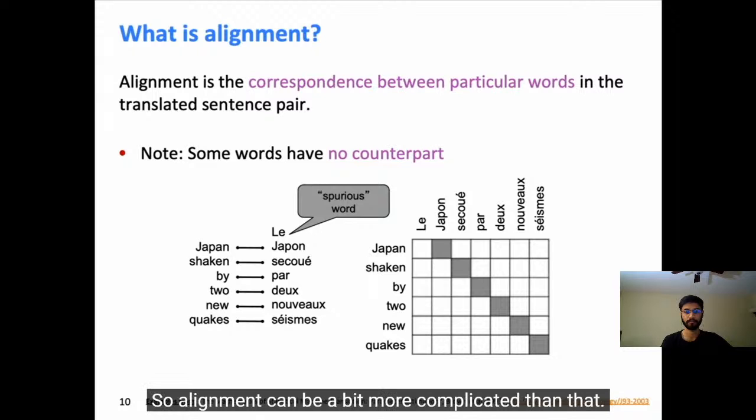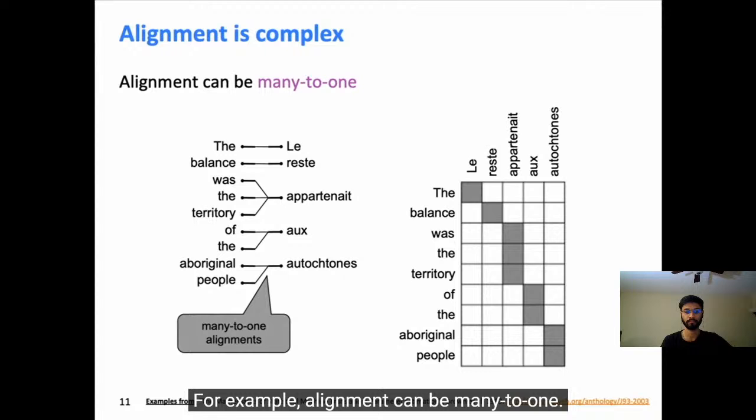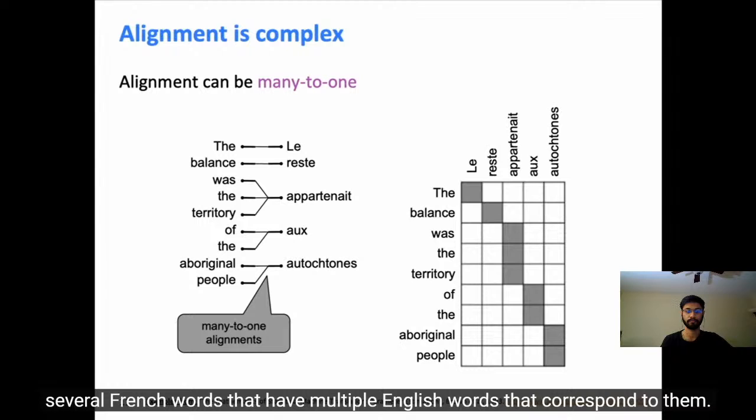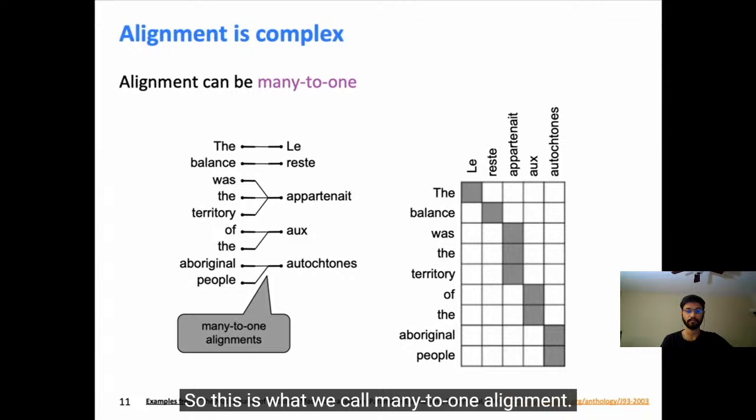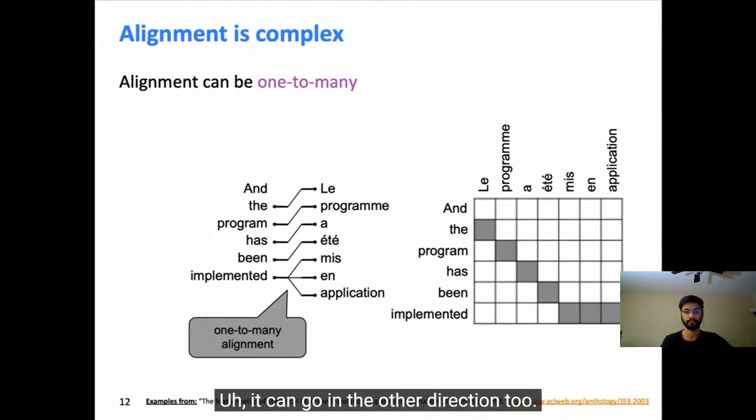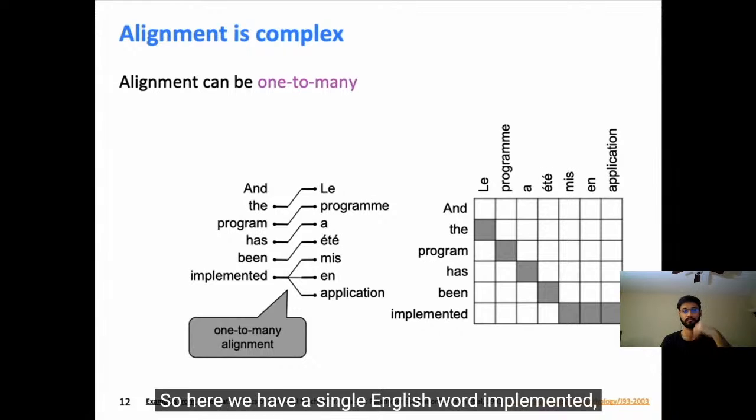So alignment can be a bit more complicated than that. For example, alignment can be many to one. In this example, you have several French words that have multiple English words that correspond to them. So this is what we call many to one alignment. It can go in the other direction too. Alignment can be one to many. So here we have a single English word implemented, which has a one to many alignment because there's a 3-word French phrase that corresponds to it.